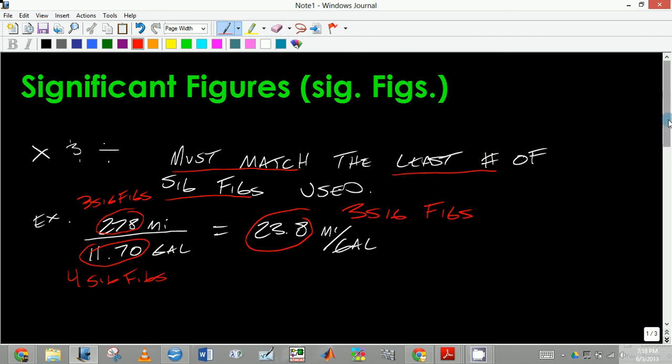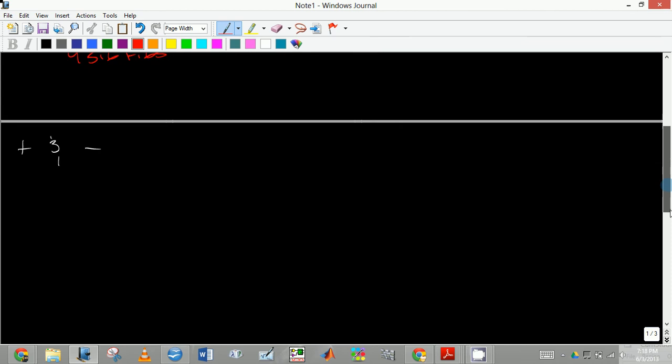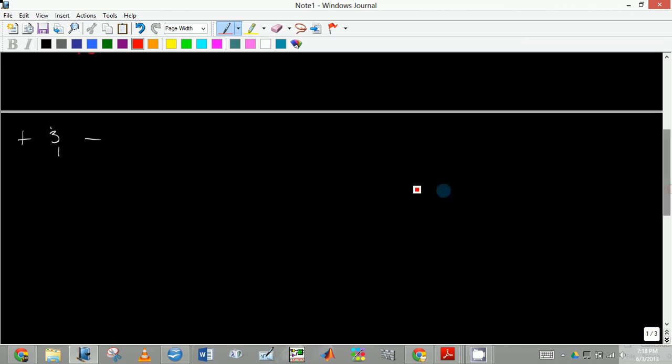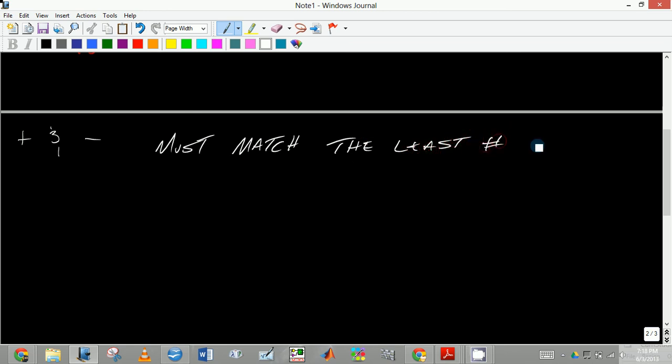All right. In the next group, you have addition and subtraction. And here, the way to go about this is you must match the least number of decimal places.